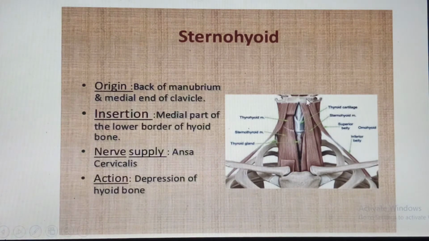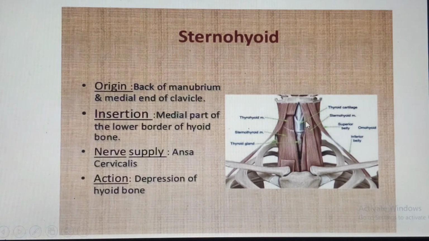So the name tells you where it originates from: the sternum, all the way to the hyoid bone. It takes origin from the sternum, the internal aspect of the manubrium, as well as the medial aspect of the clavicle. Then it goes all the way to insert on the inferior aspect of the body of the hyoid bone. So this is the sternohyoid muscle. It helps depress the hyoid bone.